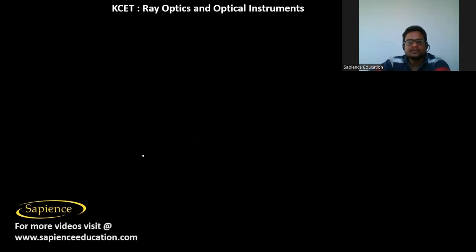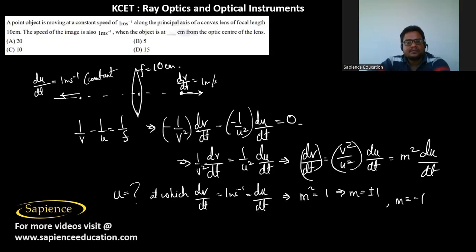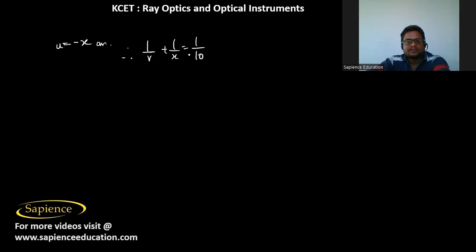So if the object is at a distance of x centimeter from the optical center, then we'll say u is equal to minus x centimeter. So therefore, 1 by v plus 1 by x is equal to 1 by f, that is 10 centimeter. So then 1 by v will be equal to 1 by 10 minus 1 by x. So that will be equal to 10x, x minus 10.